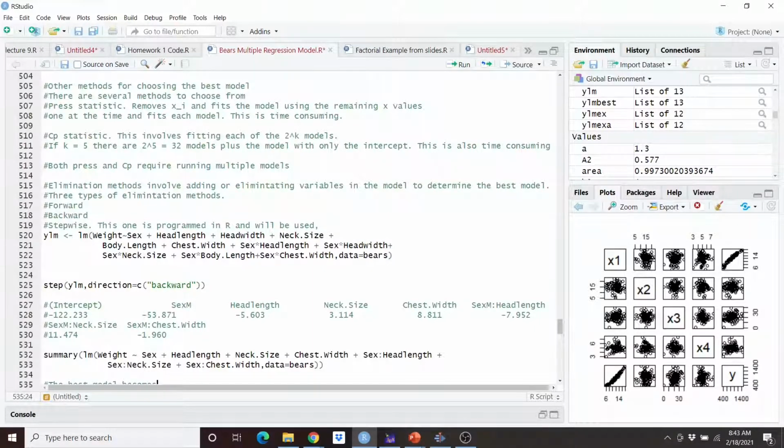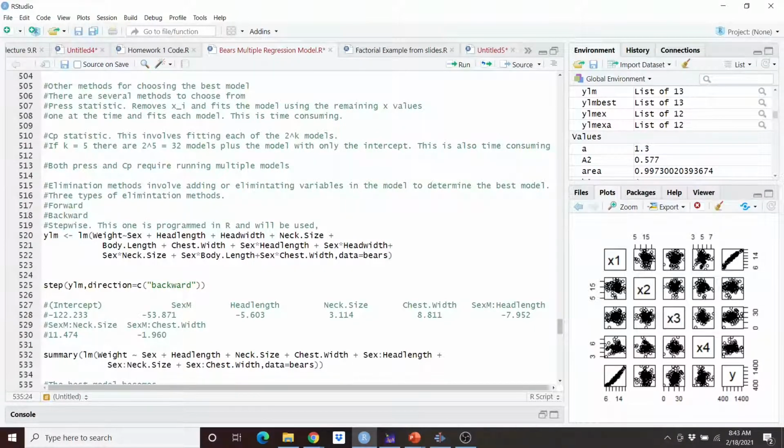In the backward elimination method, one begins with the full model. So we have y equals beta 0 plus the sum of beta i x i plus epsilon, and then find the best fitting regression model by eliminating one variable at a time. However, once a variable has been eliminated, it cannot re-enter.